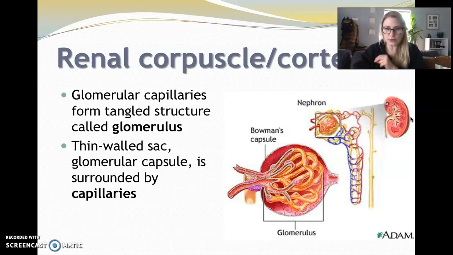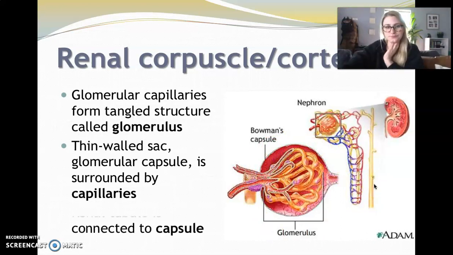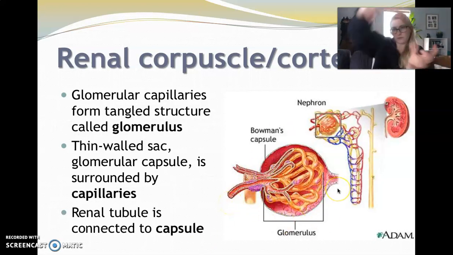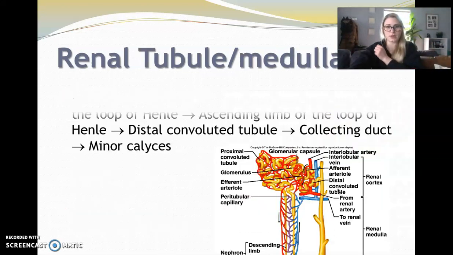So we have the glomerulus, which is all of these tiny itty bitty capillaries, with this Bowman's capsule, which is going to collect and surround it. It is connected to the capsule. The renal tubule is connected to the capsule. And so that's where this is all coming together and forming one massive ball.